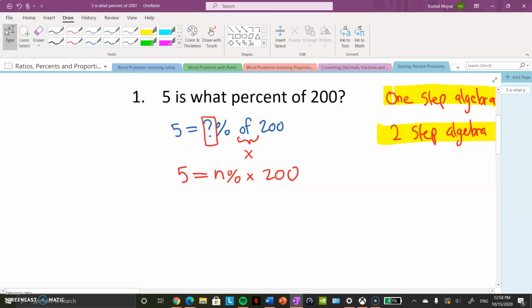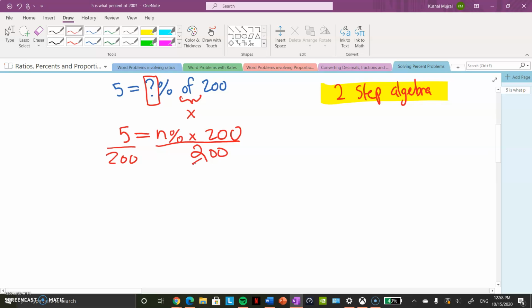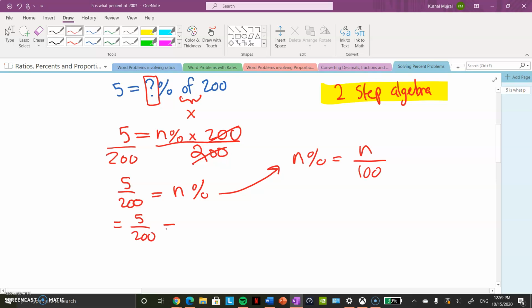So how do you get rid of this multiply? Because we want n to be completely by itself. So you're going to divide this side by 200 and this side by 200. This 200 cancels. 5 over 200 equals n percent. Now, n percent is the same as n per 100, or hundreds. So let's rewrite this as 5 over 200 equals n over 100.